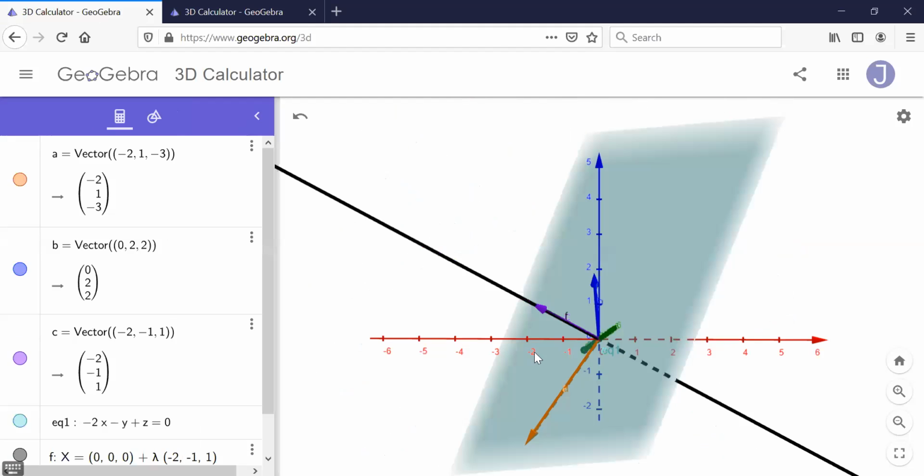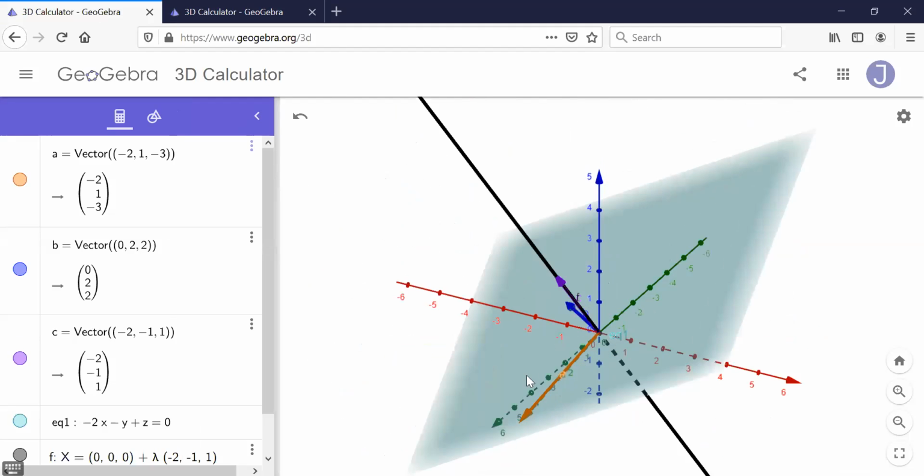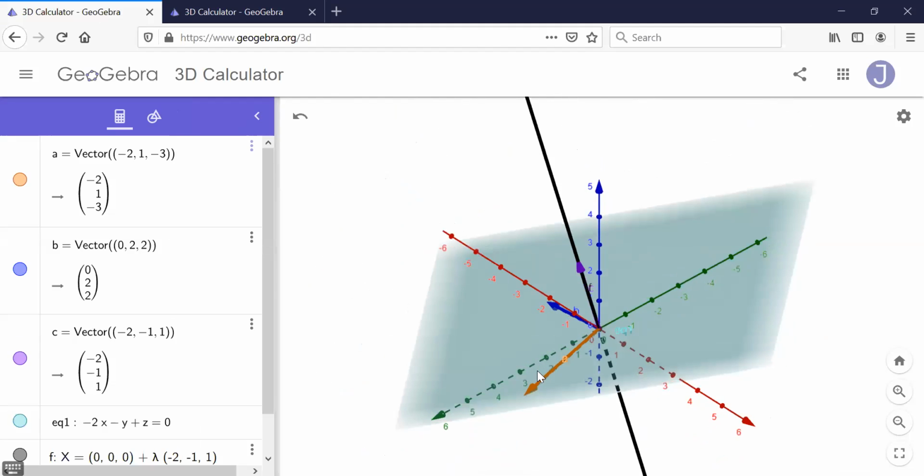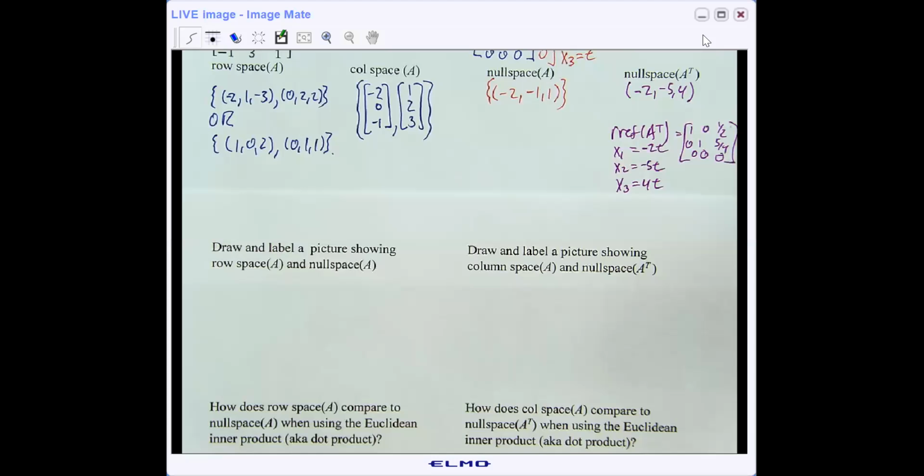So if the row space is orthogonal to the null space of the matrix, when we do the transpose of the matrix, the column space would now be the row space, and the null space of A transpose. So that's something very important to note, that the row space of a matrix and the null space of a matrix are always going to be orthogonal subspaces to each other. So let's go back to our paper.